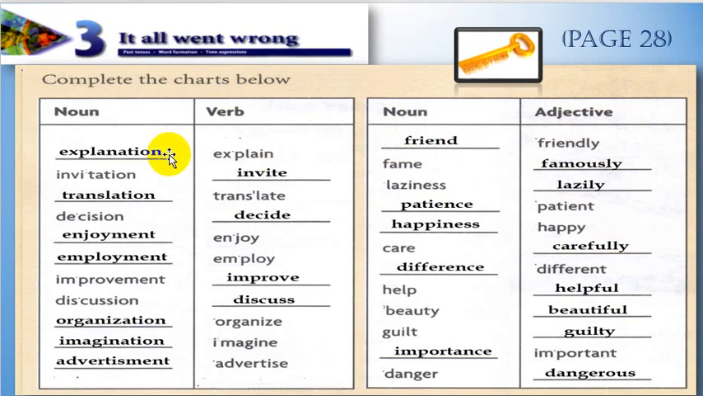Explain, noun explanation. Invitation, its verb is invite. Translate, noun translation. The noun decision, its verb is decide. Enjoy, enjoyment. Employ, employment. Okay. Improvement, comes from improve. Discussion, comes from discuss. Organize, organization. Imagine, imagination. Advertise, advertisement. While here, adjective friendly, noun friend. Fame, famously. Laziness, lazily.